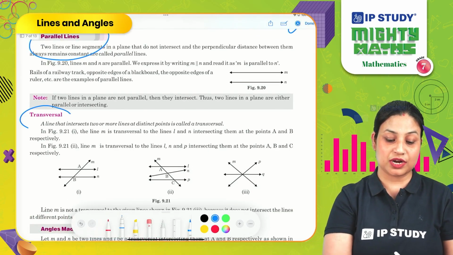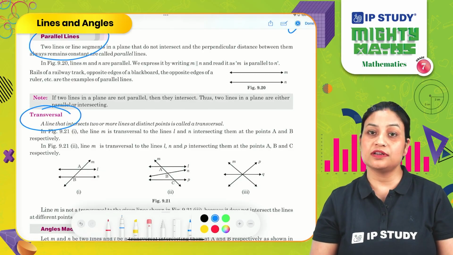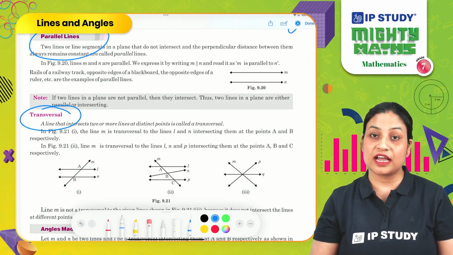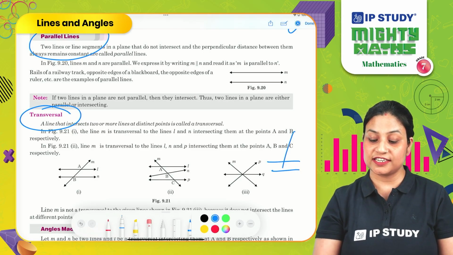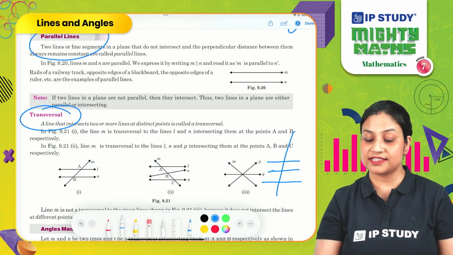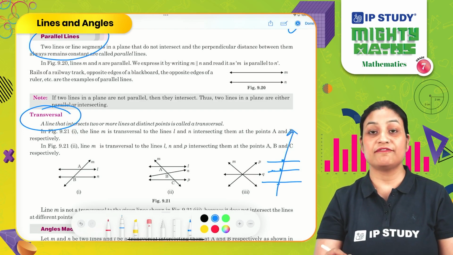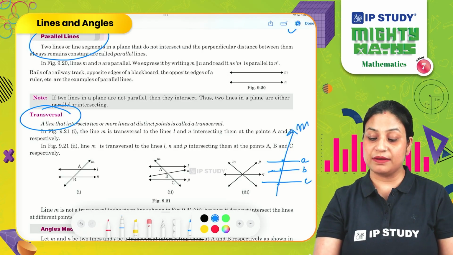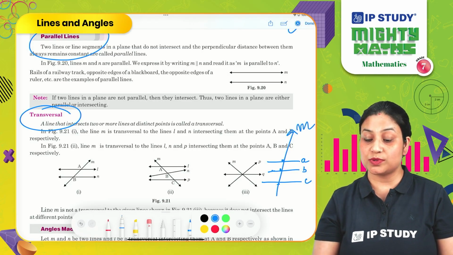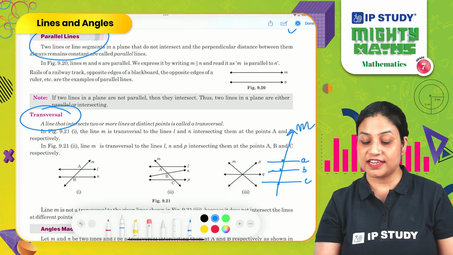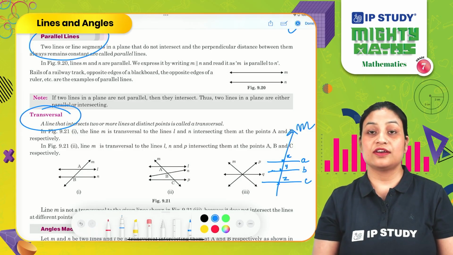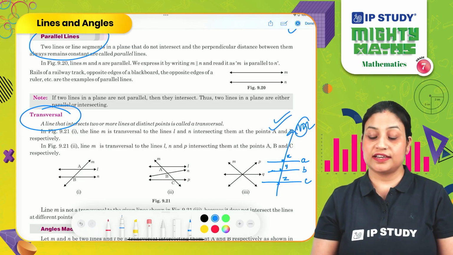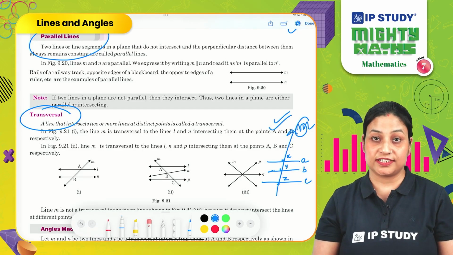Next we have a transversal. What is a transversal? A transversal is another type of line which intersects two or more parallel lines at distinct points. So here if I say this is parallel line A, this is B, this is C, then M will be a transversal line because it is cutting these parallel lines at distinct points. Let's say this is X, this is Y, this is Z. So this transversal line is cutting these parallel lines at different points, right?